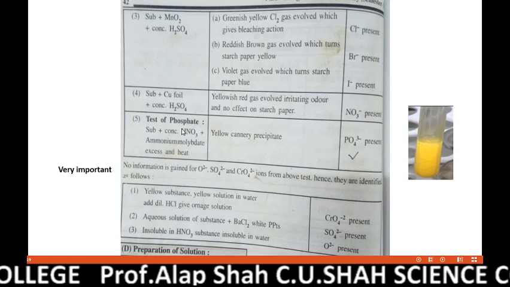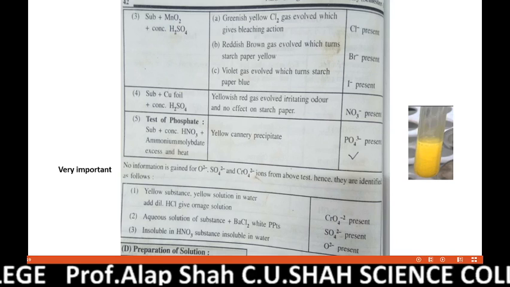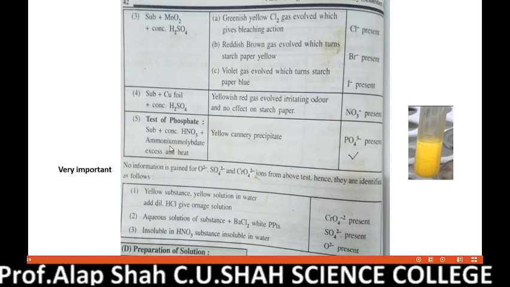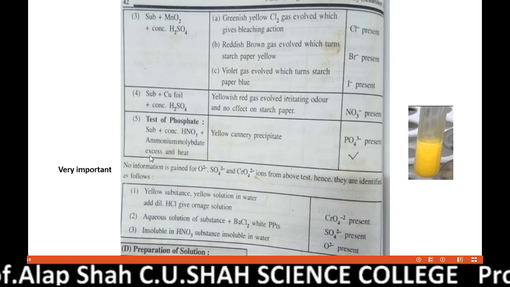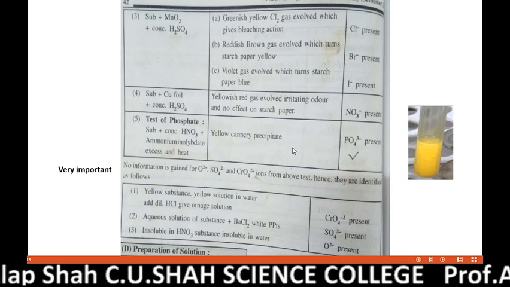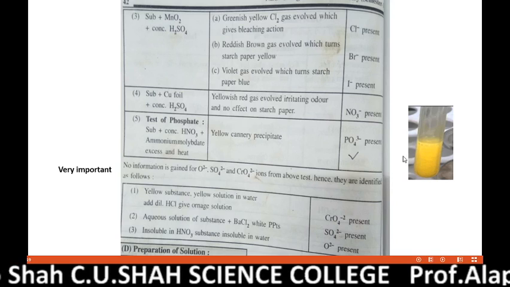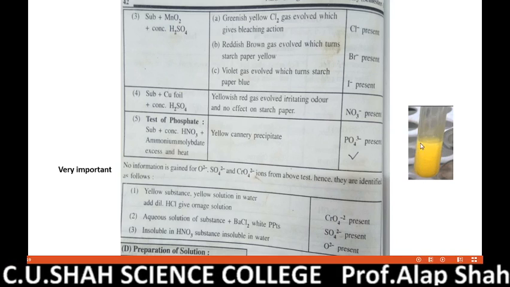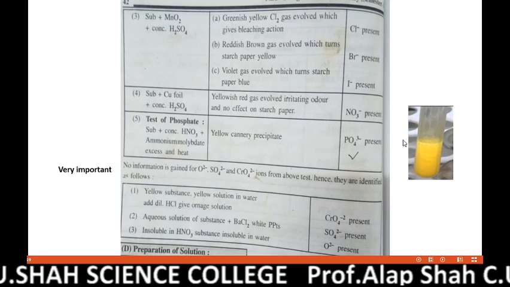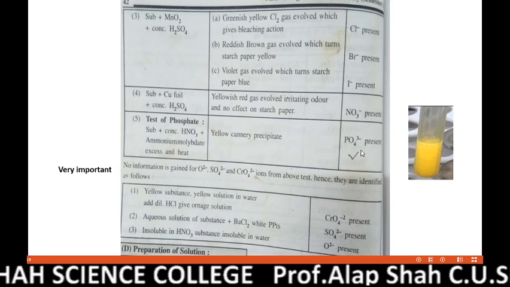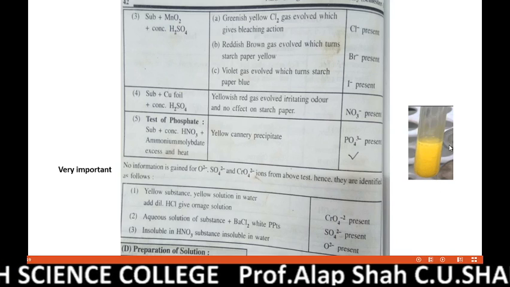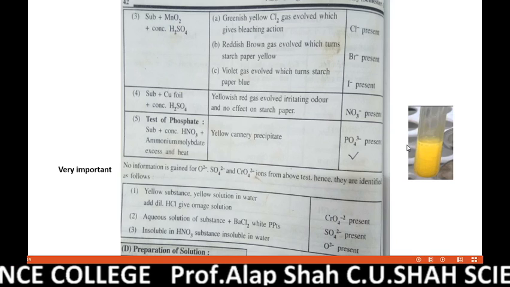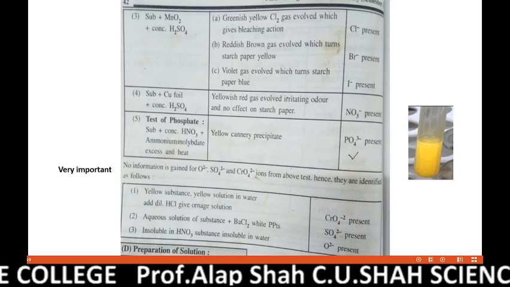And the fifth test is for the phosphate radical, PO4 minus 3. Take the substance in a test tube, add concentrated HNO3 and the inorganic reagent ammonium molybdate in excess, and heat it. Gradually, if you get a canary yellow precipitate, in Gujarati medium they say the yellow precipitate like the upper layer of the lemon, then PO4 minus 3 is present. Here these are the precipitates of the phosphate, yellow, pale yellow. Okay, so these 5 tests are the dry tests for the negative ion.